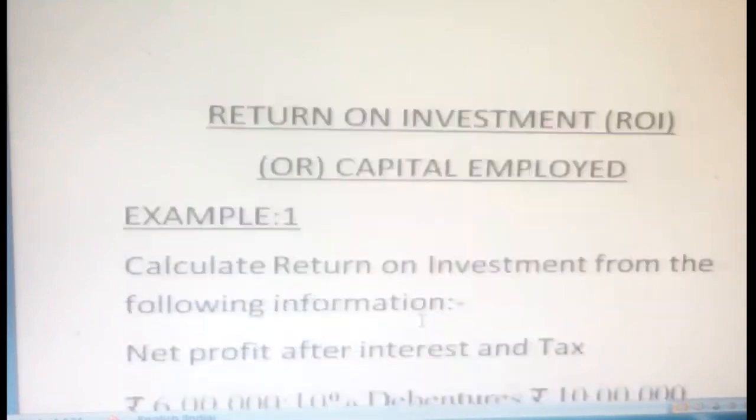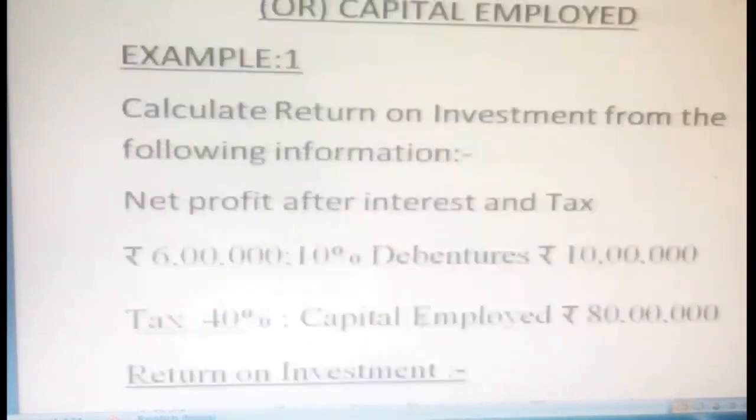Okay, now moving forward, return on investment, nothing but return on investment or capital employed. Very important formula here. Our third ratio of our profitability ratios. Calculate return on investment from the following information: net profit after interest and tax, they given 6 lakhs. Then 10% debentures, 10 lakhs. Tax they given 40%. Capital employed they given 80 lakhs.